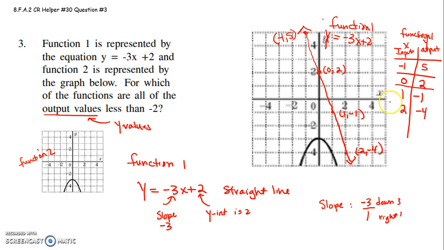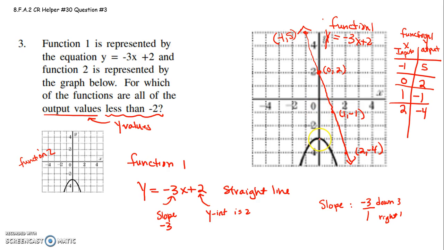I'm going to tell you some of the y values are less than negative 2, but 2 is definitely bigger than negative 2. 5 is definitely bigger than negative 2. So it's not function 1. Let's take a look at some of the points for function 2. Here's one of the points.